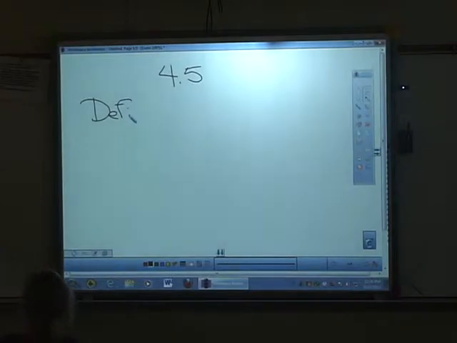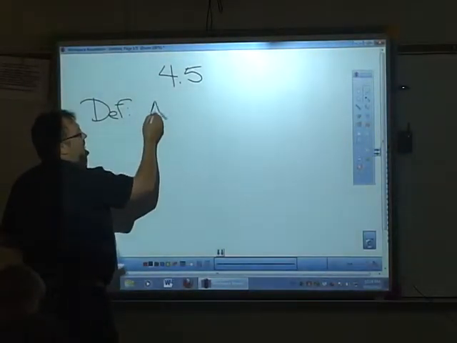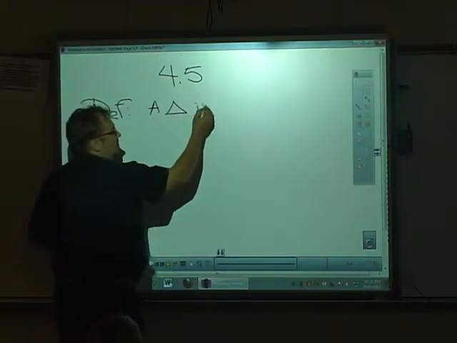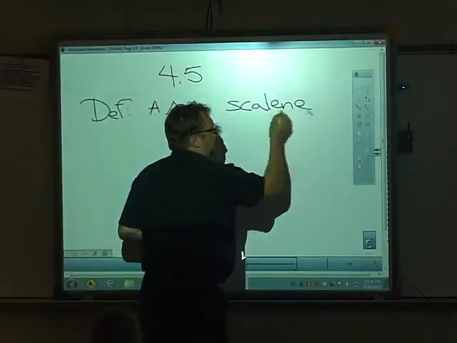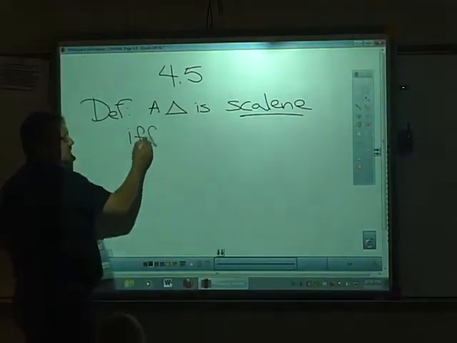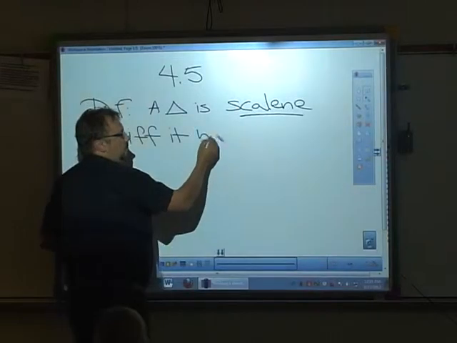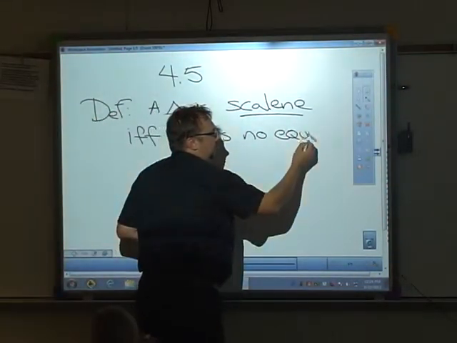Since we are going to be talking about triangles, we're going to start off with: a triangle is scalene if and only if it has no equal sides.